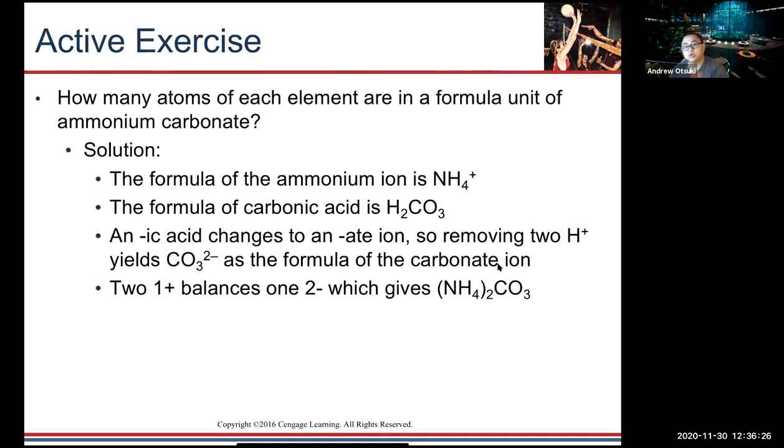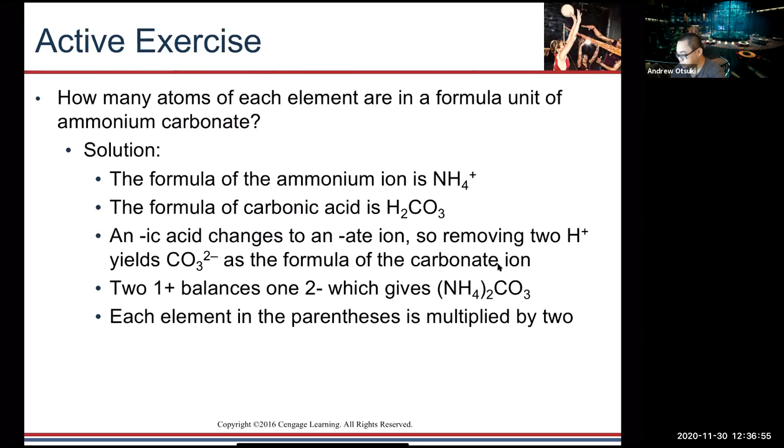Remember when we draw the formula, we need to balance the charges. Carbonate is 2- and NH4 plus is only +1, so we need 2 of the ammonium ions to balance the negative charge of the carbonate ion. So when we write the formula, we put our ammonium ion in parentheses, subscript 2, carbonate. Remember, when we're multiplying into parentheses, it's just like what we learned in math. We multiply each thing in parentheses by the factor outside the parentheses, so we multiply each element by 2.